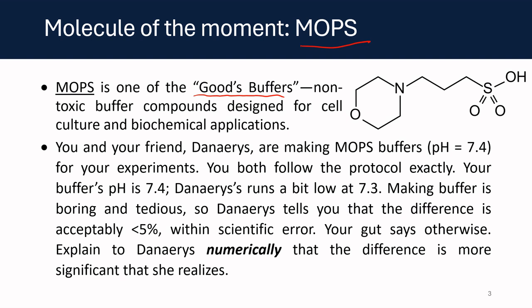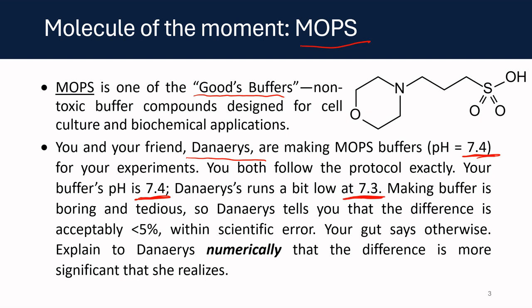So let's pretend you and your friends, I don't know, Daenerys, maybe she's related to the Targaryens, maybe not. You're making MOPS buffers in the lab, and your target pH is 7.4, which we learned last week is physiological pH, a really good pH to do biochemistry experiments at. Both of you follow the protocol exactly. However, your buffer's pH measures to the perfect 7.4. Good for you. Daenerys, however, runs a little bit low, and when she measures her solution pH, it's actually 7.3.